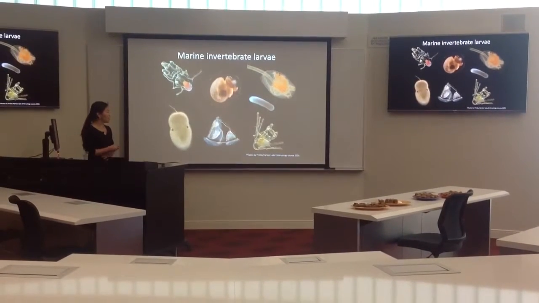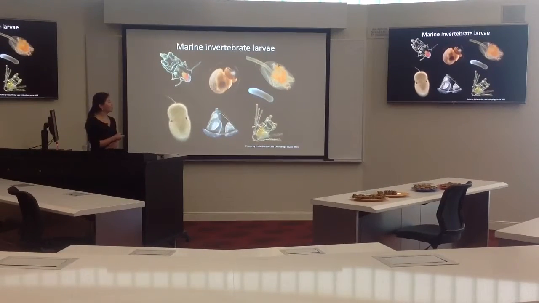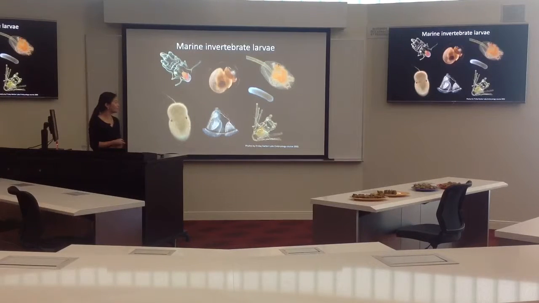Right below that is a bryozoan larva. Up here is a tunicate larva. This is a tadpole larva. That's what they're called. And right here, down below, lower right, is a sea urchin larva. And in between those two is a coral larva, also known as a planula.